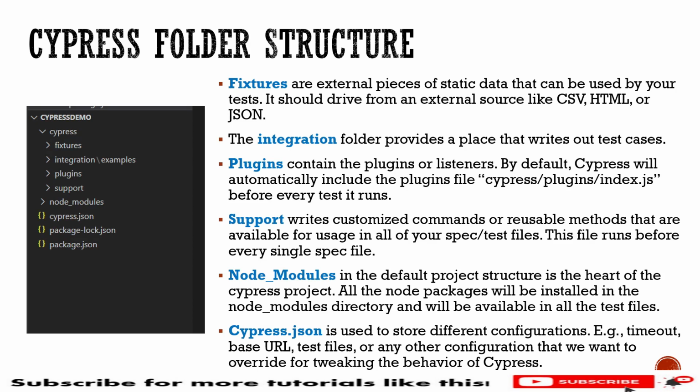And the next concept is called plugins. It contains some plugins and listeners by default. Cypress will automatically include the plugin file, cypress/plugins/index.js. In this index.js we will be writing some commands that can serve as a plugin and also listeners. The best example is Cucumber: we need to install or point to that Cucumber, so we will be storing that in the plugins folder, and it runs before every test.